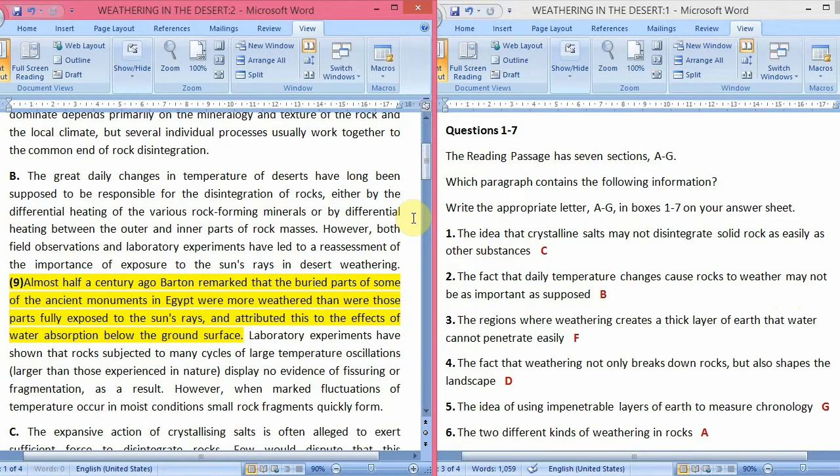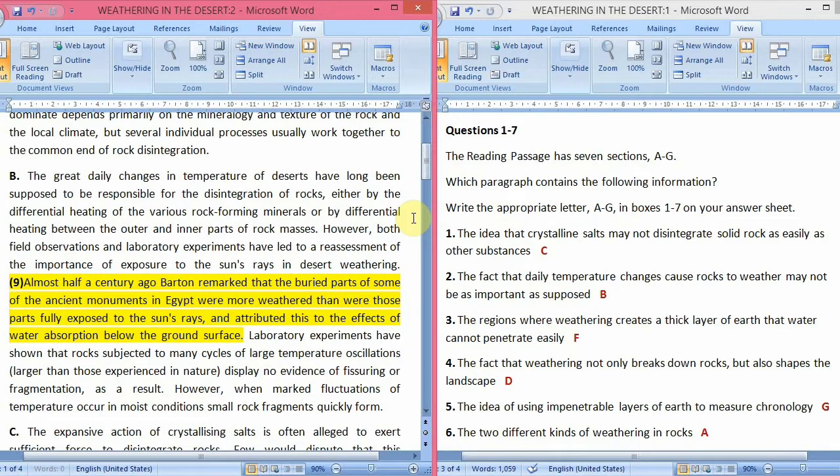The great daily changes in temperature of deserts have long been supposed to be responsible for the disintegration of rocks, either by the differential heating of the various rock-forming minerals or by differential heating between the outer and inner parts of rock masses. However, both field observations and laboratory experiments have led to a reassessment of the importance of exposure to sun's rays in desert weathering. So now they are saying that experiments have led to a reassessment of whether it is as important as it is supposed, or not.